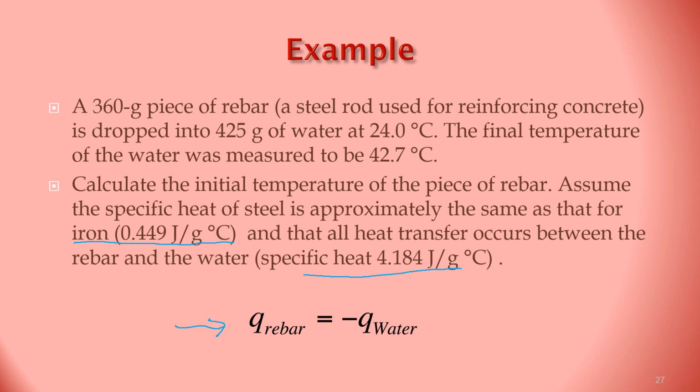The only difference is that the signs of the heat are opposite each other. So what do we know so far? Well, we know the mass of the rebar, we know the mass of the water, we know the delta T. Delta T will equal 42.7 degrees minus 24, so that is 18.7 degrees Celsius. We know the specific heat of water, we know the mass of water, so we can find the heat of water. Once we know the heat of water, we know what the heat of the rebar is. It's just the opposite sign. We know the mass of the rebar, and so we can find the delta T for the rebar. So let's do that step by step.